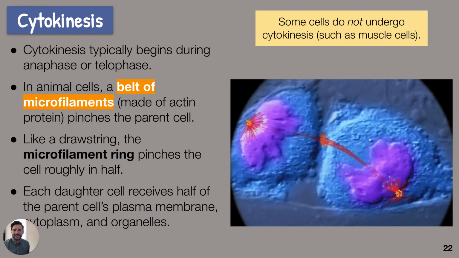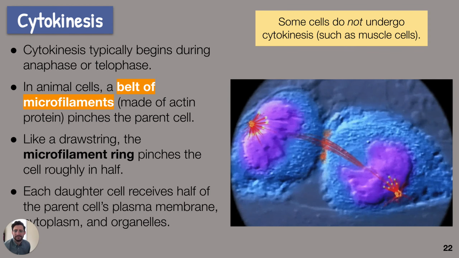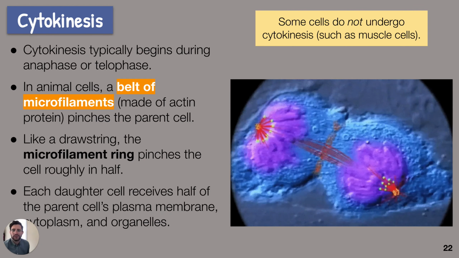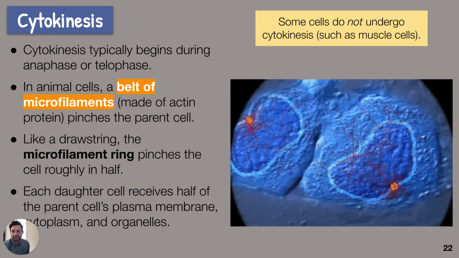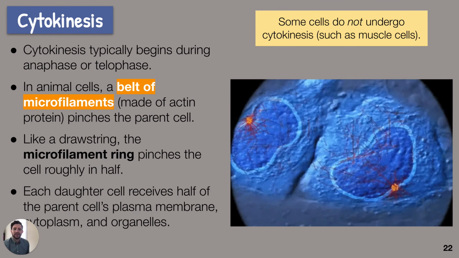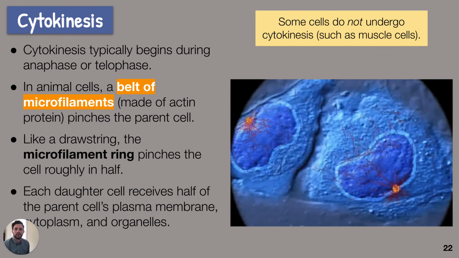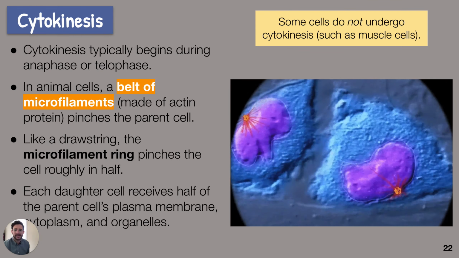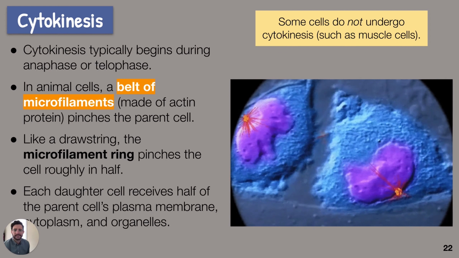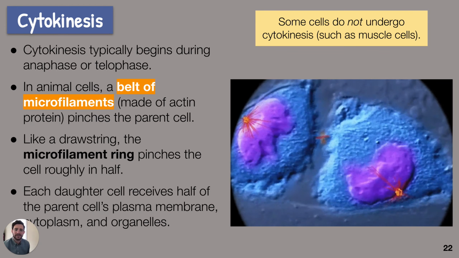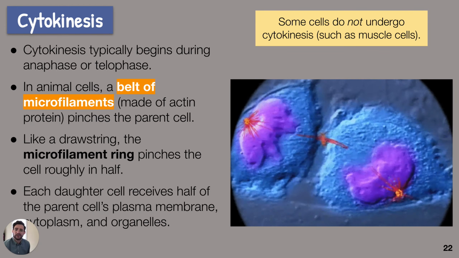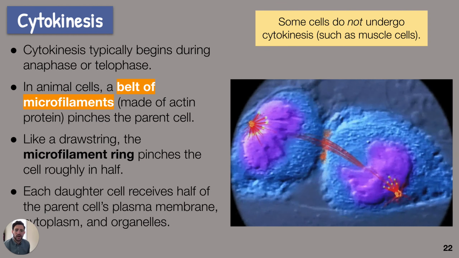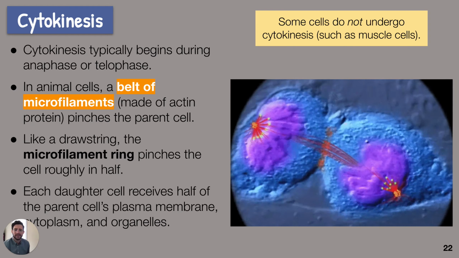In terms of plant cells, because plant cells are surrounded by a rigid cell wall, those plant cells can't pinch in half. So instead, a thing called a cell plate will form midway between the two daughter nuclei, and then vesicles from the cytoplasm will eventually deliver cell wall material to the cell plate, where it will physically reconstruct a new cell wall between the daughter cells.